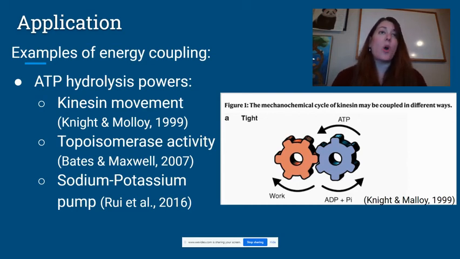ATP hydrolysis also powers the sodium-potassium pump. The sodium-potassium pump drives sodium out of the cell and potassium inside the cell. After phosphorylation, the protein pump changes shape, allowing for 3 sodium ions to leave the cell. When potassium attaches to the protein pump, the shape changes again and releases the phosphate, causing the potassium to then enter the cell.